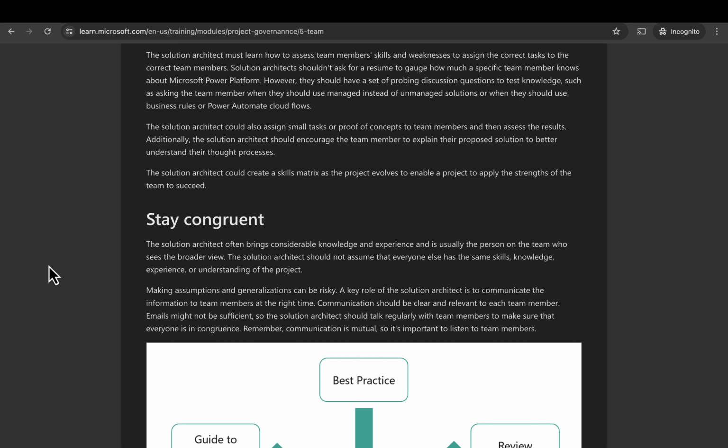Solution architects shouldn't ask for a resume to gauge how much a specific team member knows about Microsoft Power Platform. However, they should have a set of probing discussion questions to test knowledge, such as asking the team member when they should use managed instead of unmanaged solutions, or when they should use business rules or Power Automate cloud flows.